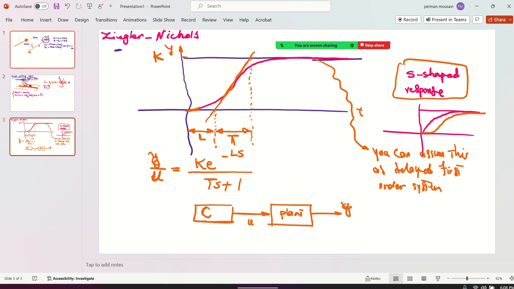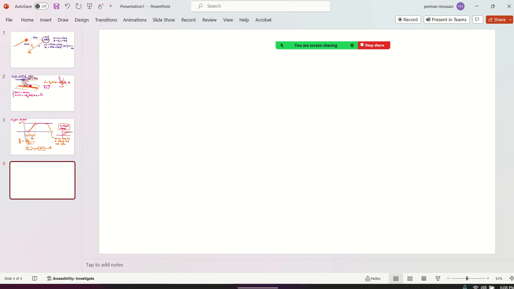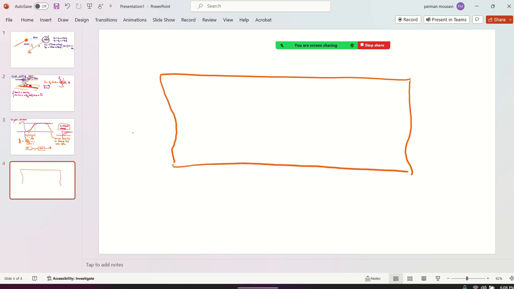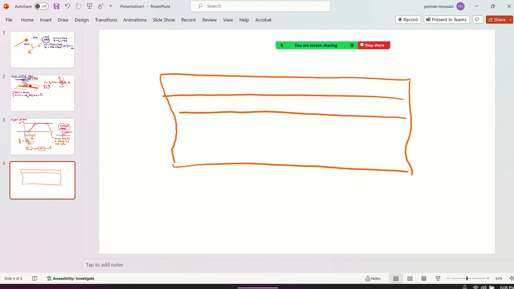Having this, I'm going to teach you now how to do this in MATLAB. L, K, and T. Ziegler and Nichols proposed a table to tune those gains. I'm going to plot it here exactly. Very, very rarely does a system have such an S-shaped step response profile, but I have to teach you.